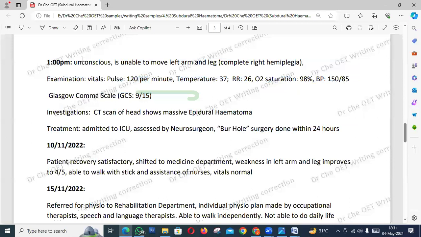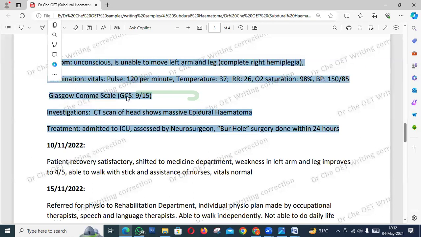Okay, at this time, patient became unconscious. I'm using "is", but you will not use present tense in the letter, because here in the case notes you can use present tense because you are writing case notes at that time. Unable to move left arm and leg, complete right hemiplegia. Examination: pulse is 120 and BP is 150 by 85. GCS is 9 by 15. CT scan is important here to mention. The treatment is important because this visit is important this time. So it would be better if we start a new paragraph, okay?